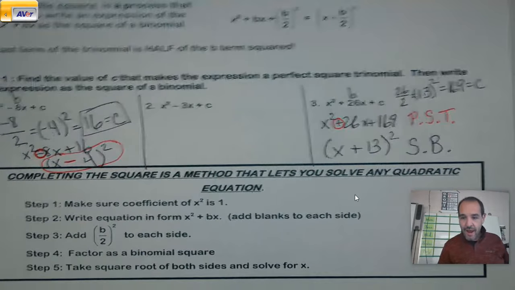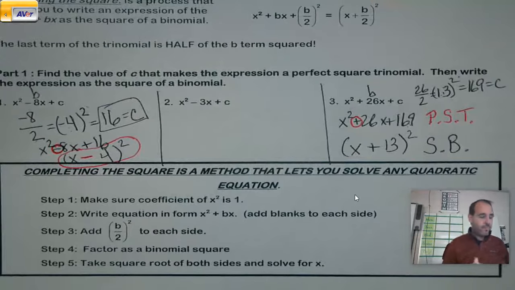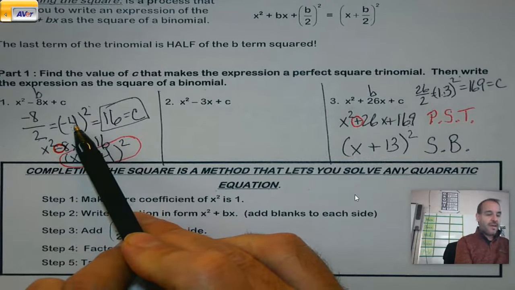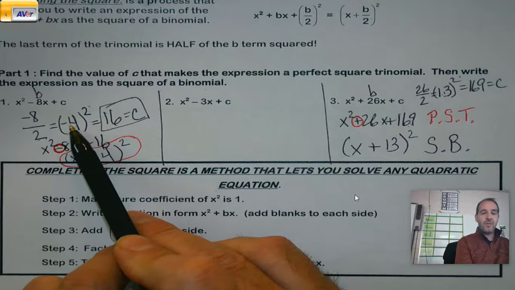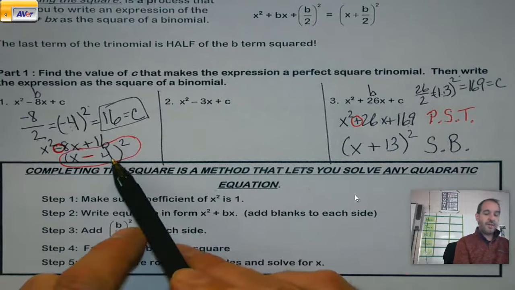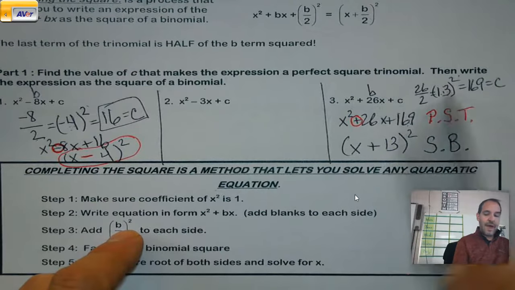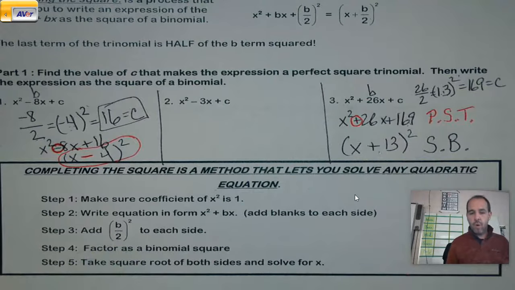But here's the trick to make our lives easier. When you take your b and divide it by 2, your half b, that's going to be the same value that you're squaring here, the one that you put into the parentheses for your binomial. These will always match. Now, why is that important? That's why I skipped number 2 for the time being. Now, let's go back to number 2.